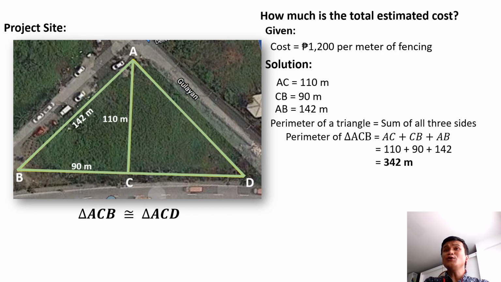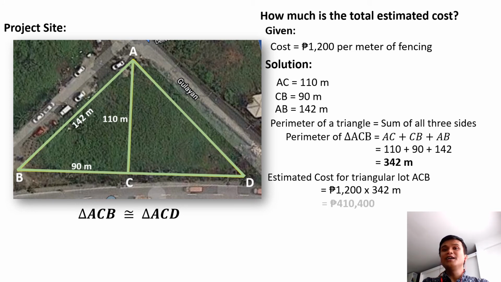Now, can you get the estimated cost of the fencing for triangle ACB? The estimated cost for triangular lot ACB, if we are going to fence it, is 1,200 pesos times 342 meters. So what is the answer? Very good. The answer is 410,400 pesos.